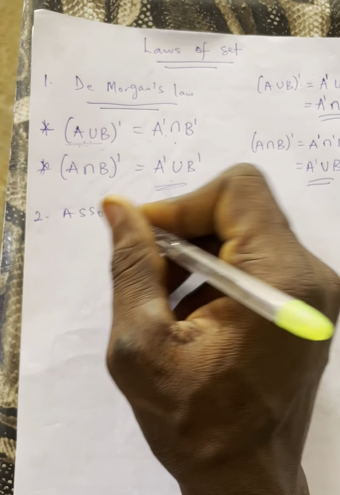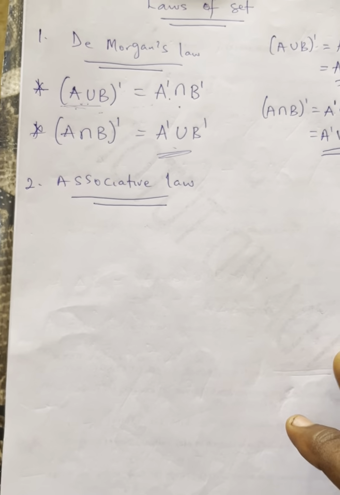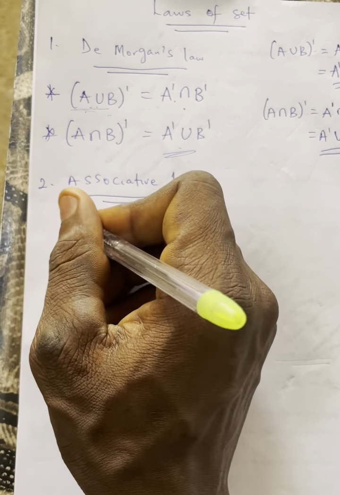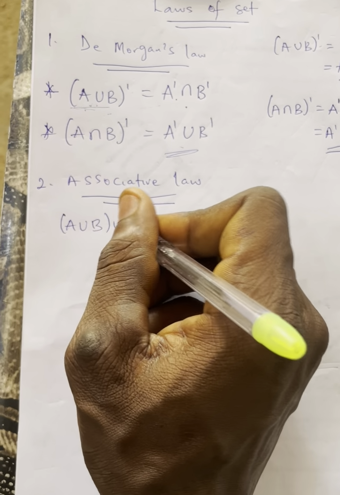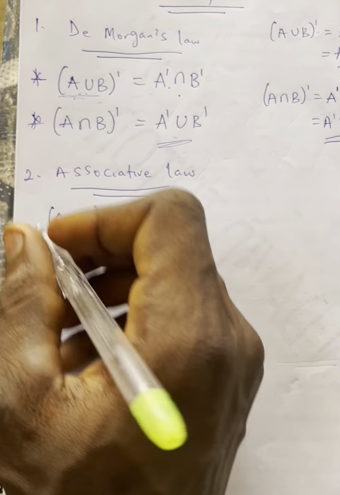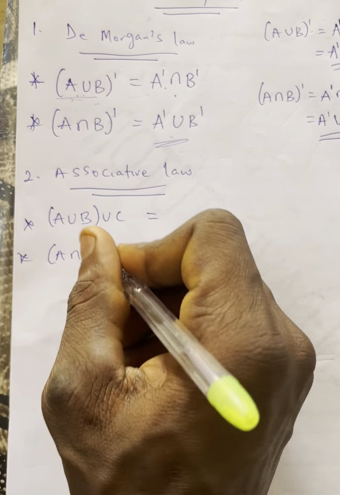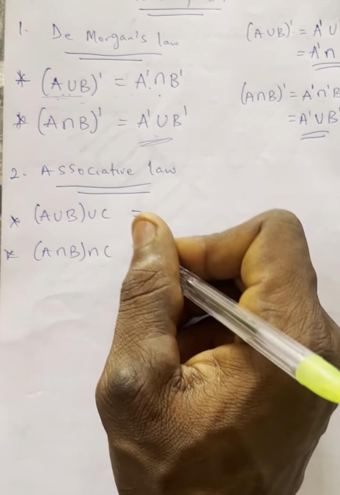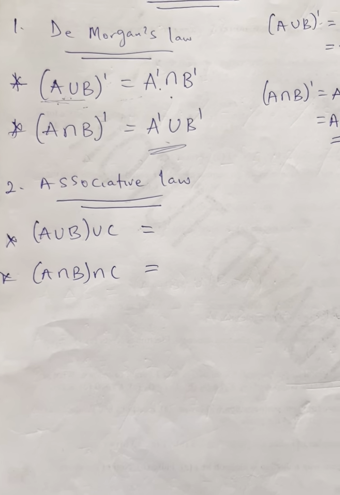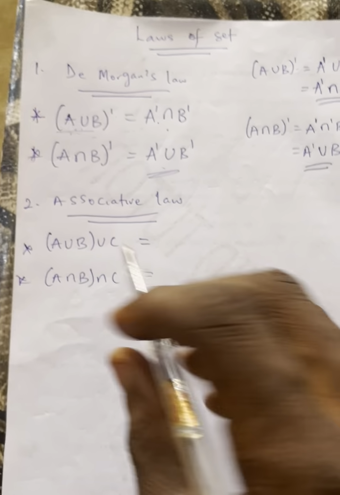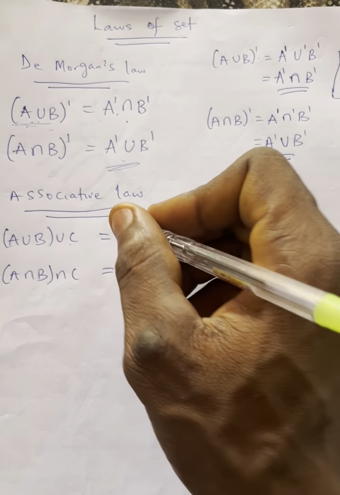Now, what is associative law? Associative law made us to understand that if you have something like A union B, then union C, the second case of associative law will be A intersection B intersection C. Can you see that they have the same thing? Associative law is from the word association, so they have the same sign throughout. Then we now have this.